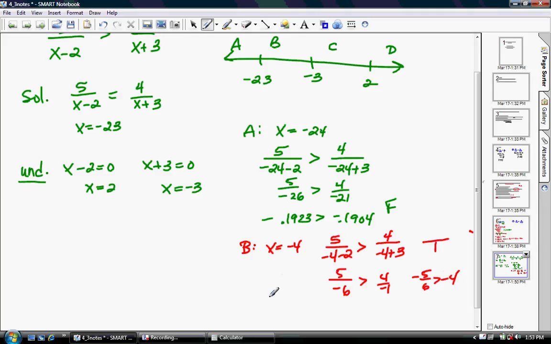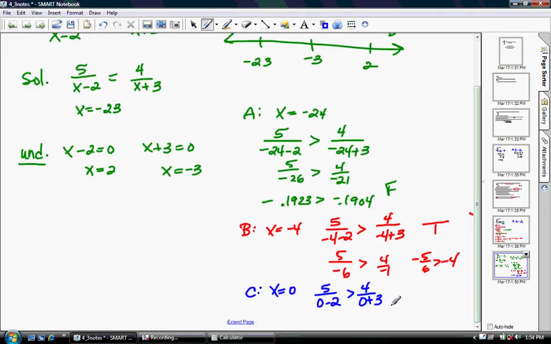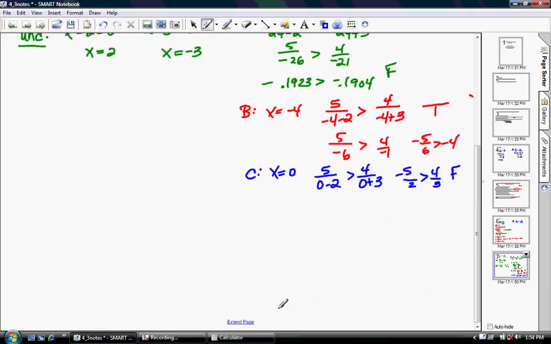Now, a number out of region C between negative 3 and 2, you guessed it, my number is 0, right? So we would have, is 5 over 0 minus 2 greater than 4 over 0 plus 3? So what is that? Negative 5 halves. Is that greater than 4/3? No, a negative can't be greater than a positive.